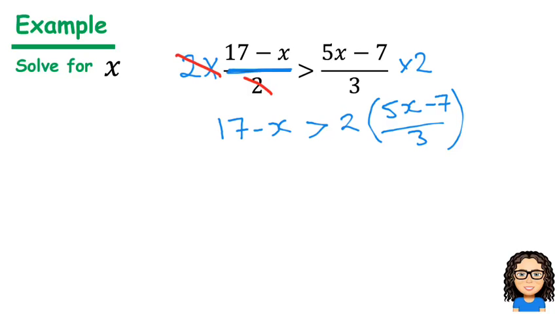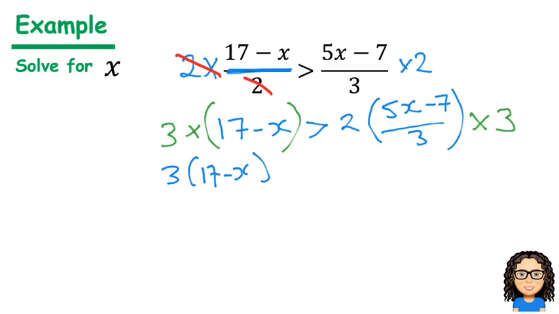Okay, now I want to get rid of the divided by 3. The opposite of dividing by 3 is multiplying by 3. So I am going to multiply both sides by 3. I'm just going to put all of that in brackets to remind me that I'm multiplying the whole 17 minus x by 3, not just the 17. So that's going to give me 3 times 17 take away x is greater than 2 times 5x minus 7, because remember, that 3 and this 3 there will cancel out.